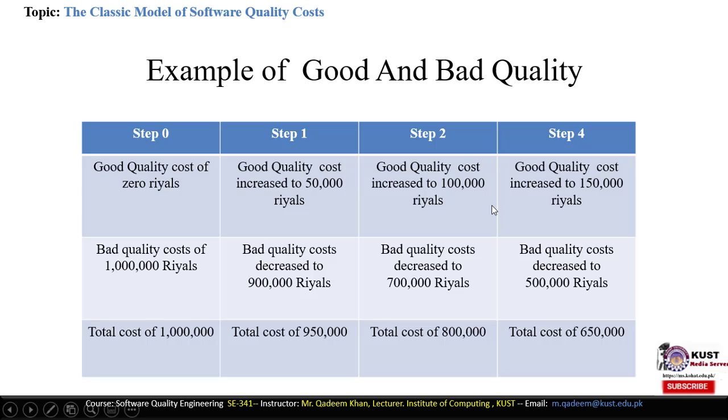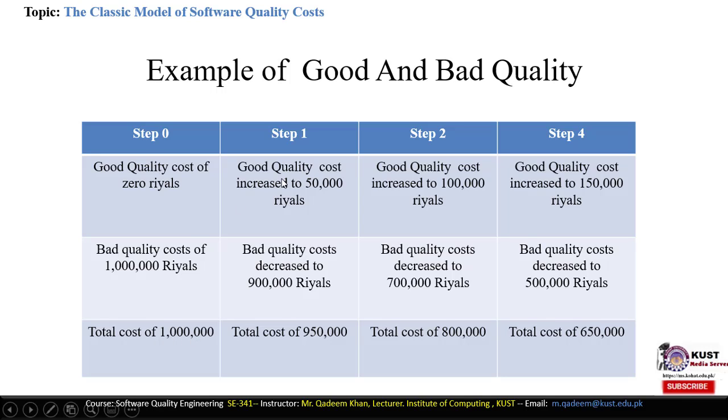Now these are certain statistics which will tell you what the best ratio is and what the worst ratio is. For example, in the first step of software quality costing, if the good quality cost is 0 reals, meaning that we are not investing anything in good quality, then the bad quality cost will be large, 1 million reals. The total will be 0 plus 1 million, equal to 1 million reals.